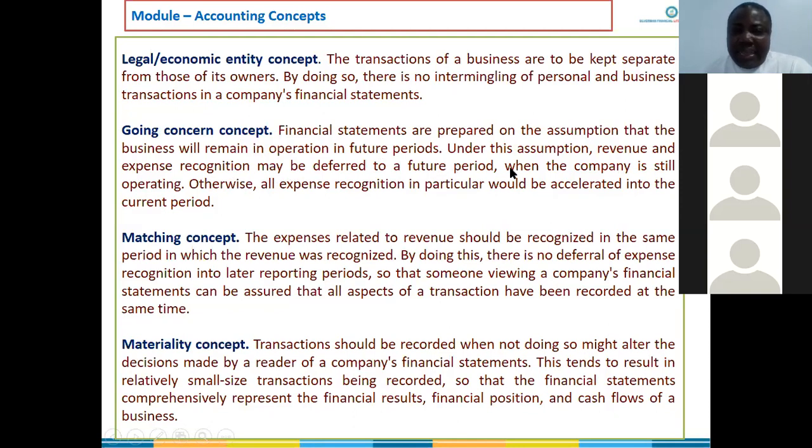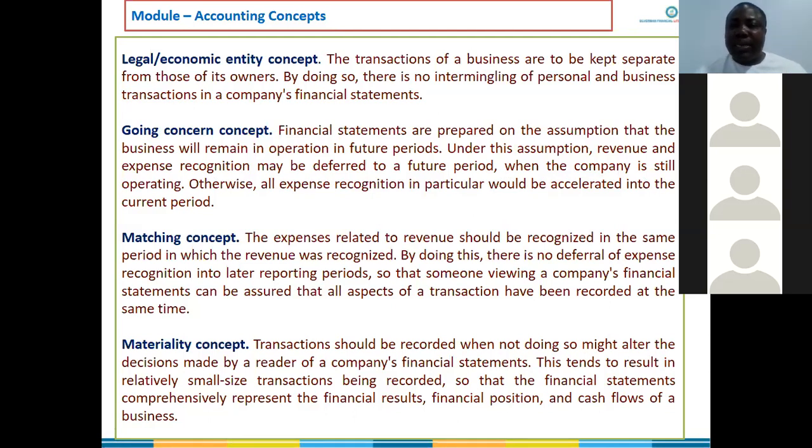Under this assumption, revenue and expense recognition may be deferred to a future period when the company is still operating. Otherwise, all expense recognition in particular will be accelerated into the current period. Well, it's a little bit of confusion, but I'll explain it to you. The going concern concept means that the business is seen to be a future or futuristic event. You don't plan the business so that by tomorrow you close down or tomorrow you fold down, okay?